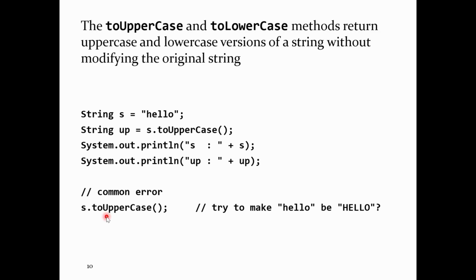Remember, if you're doing something like this, you need to store the result in a variable. You can write s equals s.toUpperCase. That reassigns s so that it's now the uppercase version of the string. The lowercase version of the string now disappears. But you have to store the result somewhere.